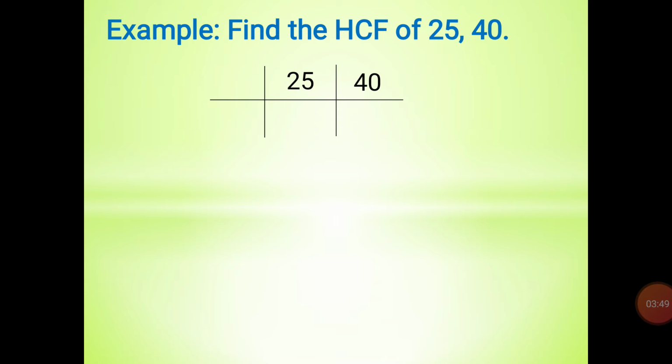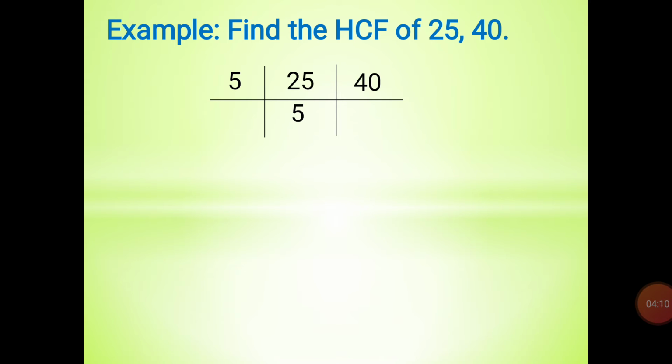Here, as 25 and 40 are both different numbers, we have to find a prime number by which both the numbers are divisible, and that number is 5. Write it in front of 25. First, we will divide 25 by 5, and after dividing, we get quotient as 5.